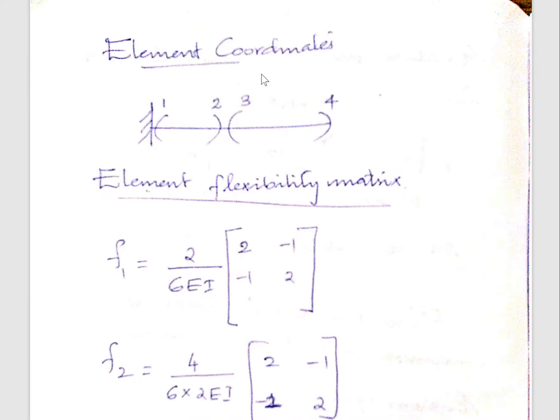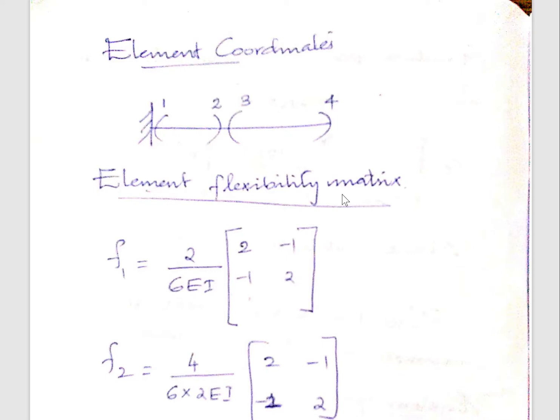So next is element coordinates. So the element coordinates are chosen in this order as shown, as 1, 2, 3, 4. First element is from A to the point load, and then from the point load to B it is the second element. Here we must remember to choose the element coordinates in the same order in which we choose the elements, whether you choose it from left or from right.